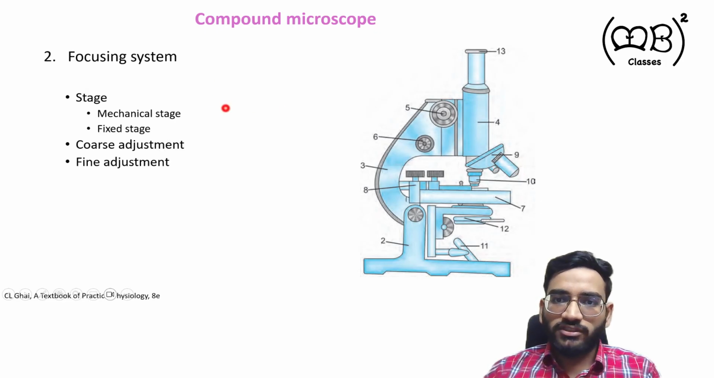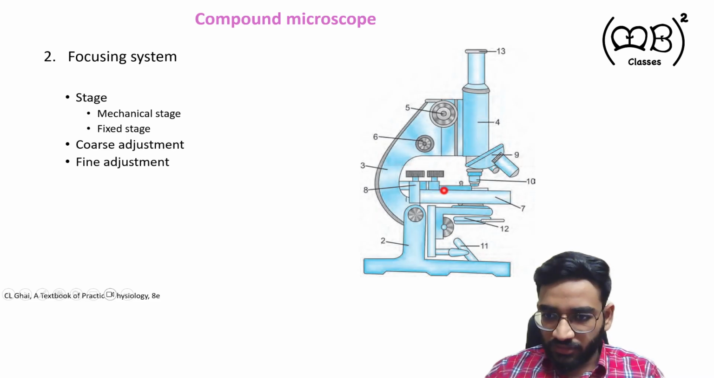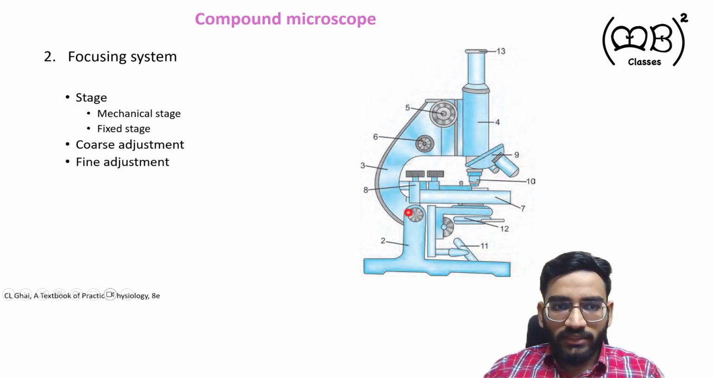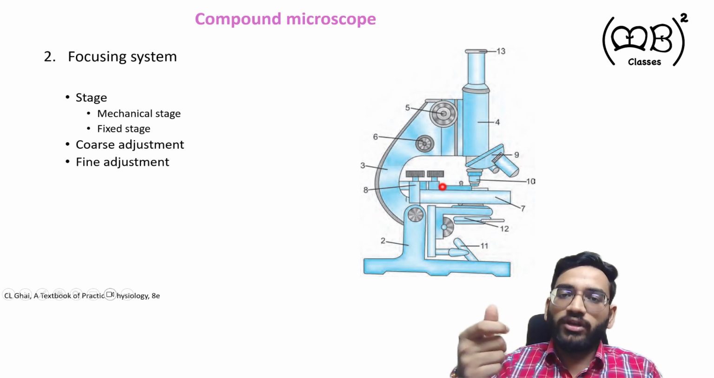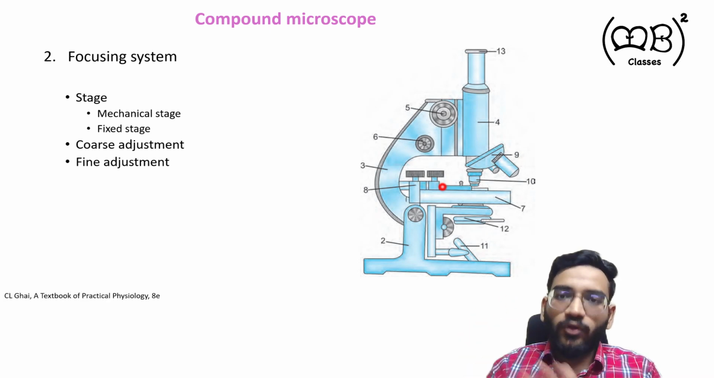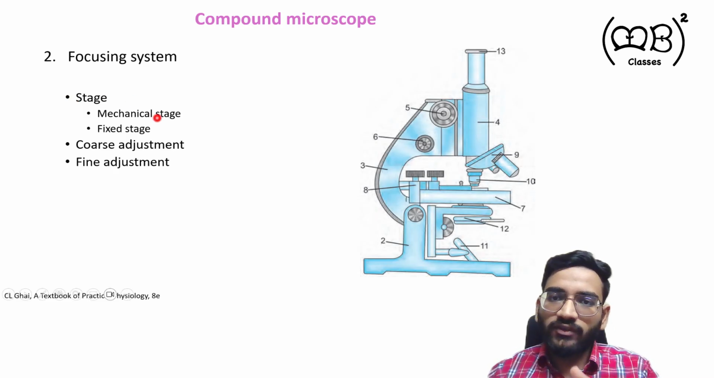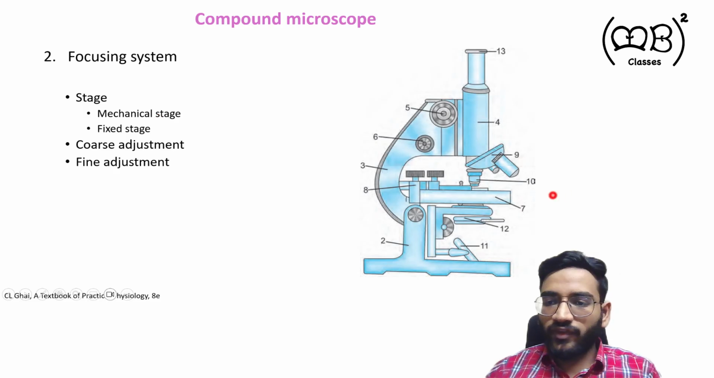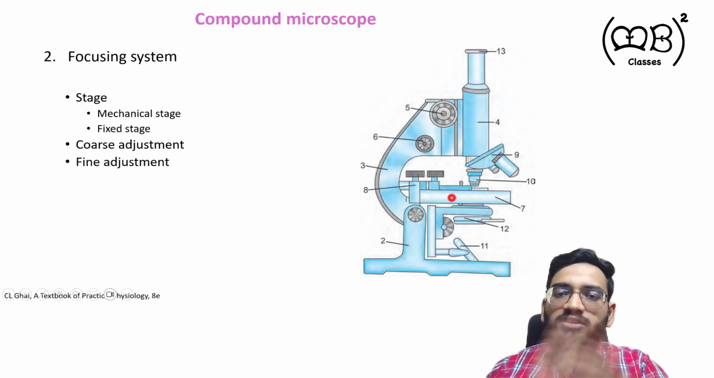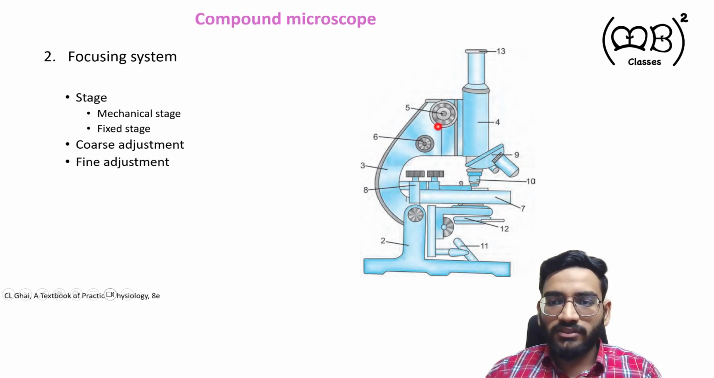Then there is the focusing system. In the focusing system, there is a stage. There is a mechanical stage and there is a fixed stage. The mechanical stage is one which can be moved, so that when we are focusing any specimen or slide, we can move the stage to see different fields. That is the function of the mechanical stage, and we can place the slide there. And the fixed stage is the one on which the slide is simply placed. Then there are coarse adjustment and fine adjustment screws for coarse and fine focus of the specimen. This is the focusing system.